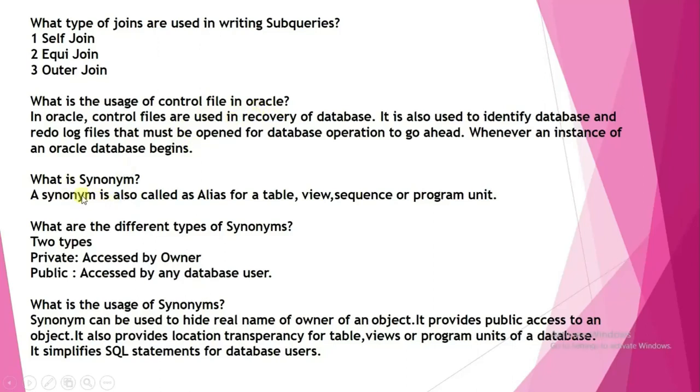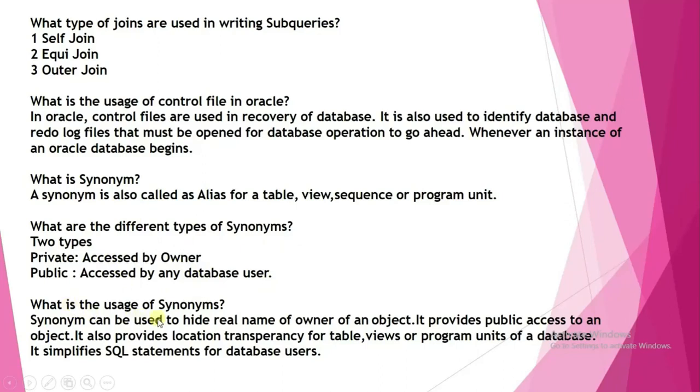The next question is what is a synonym? A synonym is also called an alias for a table, view, sequence or program unit. The next question is what are the different types of synonyms? There are two types. One is private, which is accessed only by the owner. Another one is public, which is accessed by any database user. These are the two types of synonyms.